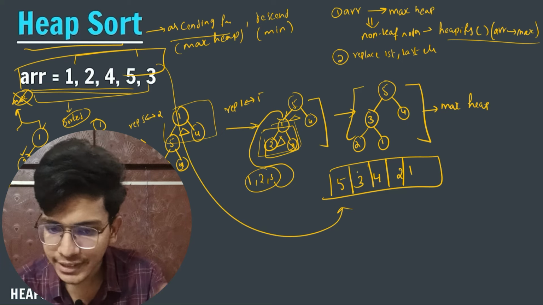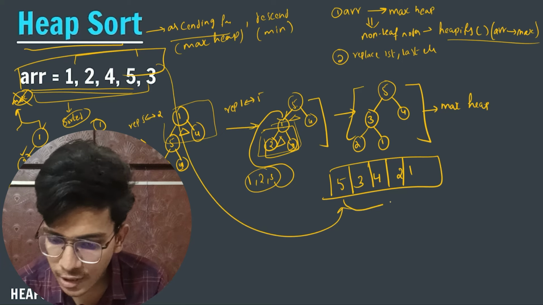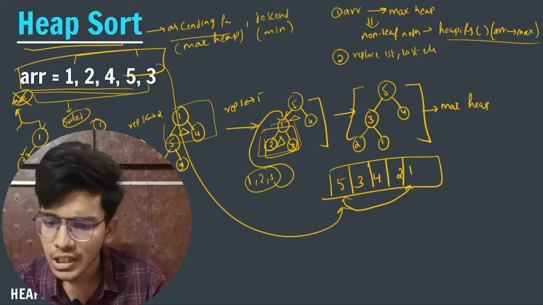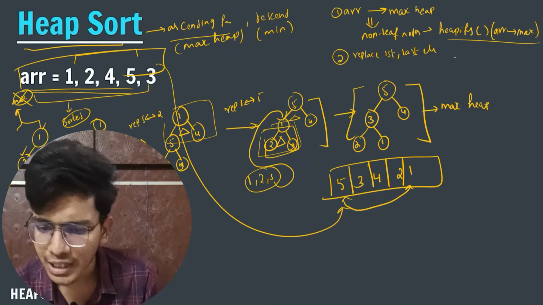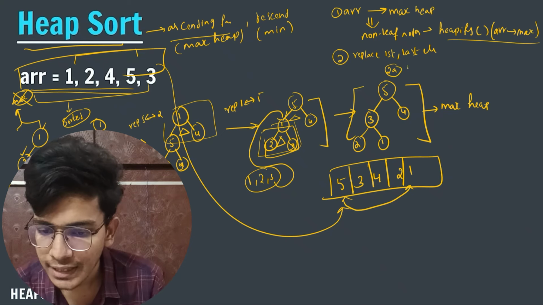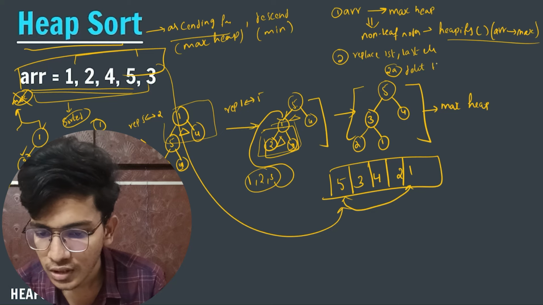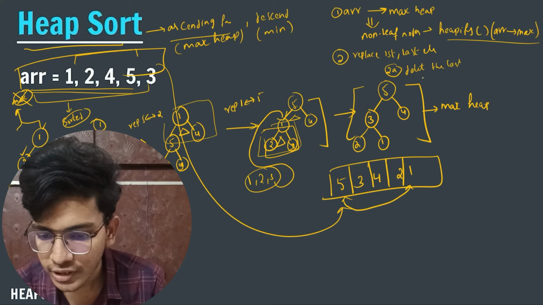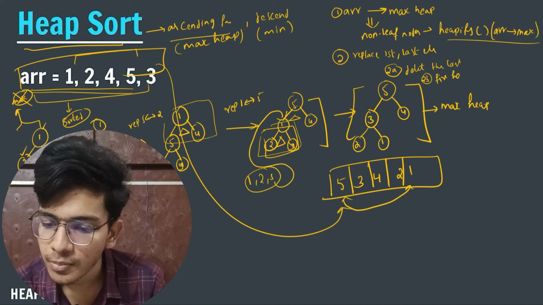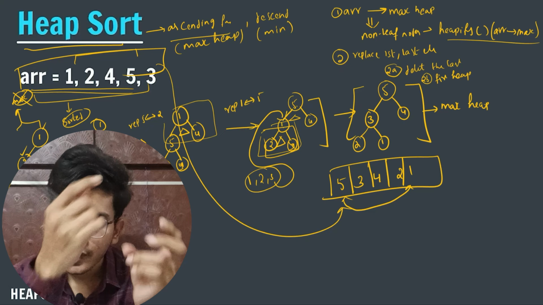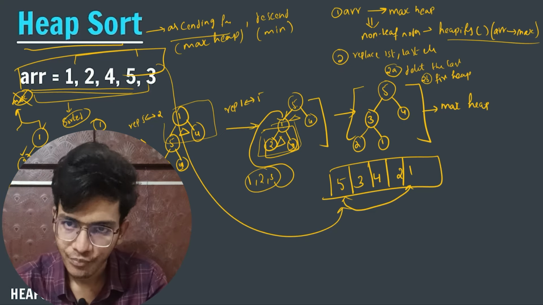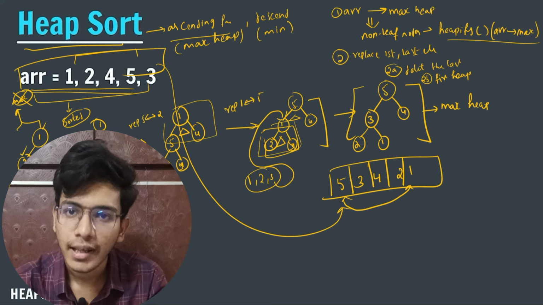Okay, so after it, the second step will be I need to replace the 5 with the last element. After replacing the first element with the last element, step 2a will be delete the last element. After that, 2b will be fix the heap. Again call the heapify function, because when you delete the last node, your whole heap will not follow the property of a max heap. Okay, so again you need to call the recursive function.